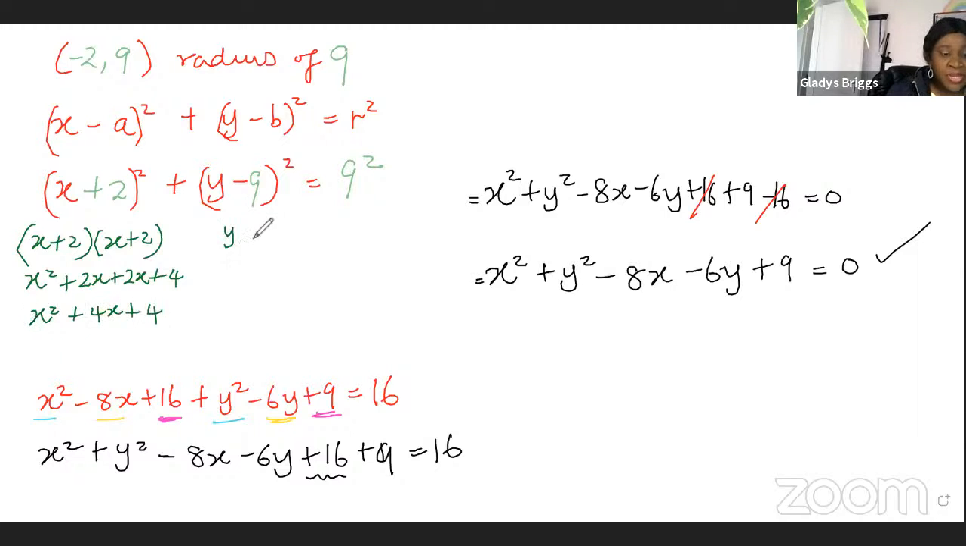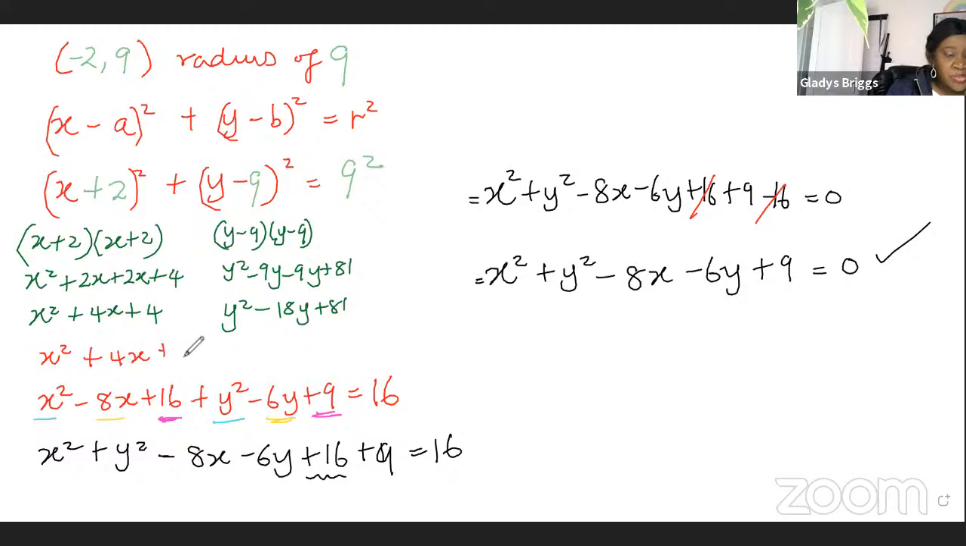And y minus 9 squared is y minus 9 times y minus 9. And that would be equal to y squared minus 9y minus 9y plus 81. This would then simplify to y squared minus 18y plus 81. Now, if we rewrite the whole thing the way we wrote the other one out, this would be x squared plus 4x plus 4 plus y squared minus 18y plus 81 is equal to 81.